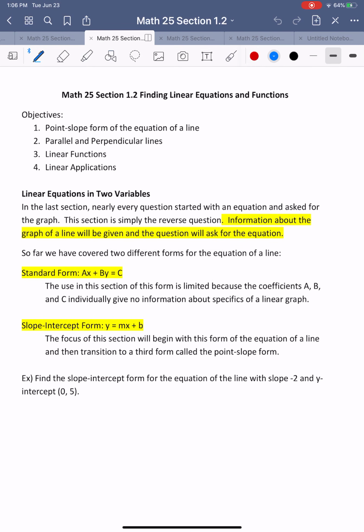Hello, this is Math 25, Section 1.2, Finding Linear Equations and Functions.